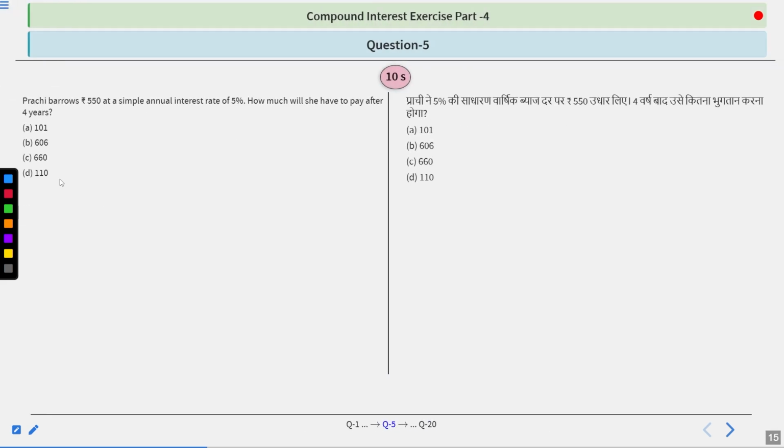Next, Prachi borrows rupees 550 at a simple annual interest rate of 5%. How much will she have to pay after 4 years? And the options are option A, rupees 101, option B 606, option C 660, and option D is 110. These are the options.